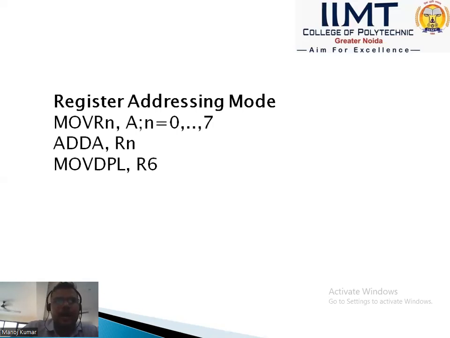Register addressing mode includes commands like moving DPL to R6. With these move commands, data is moved from one register to another register, or from one location to another location. This is the register addressing mode.